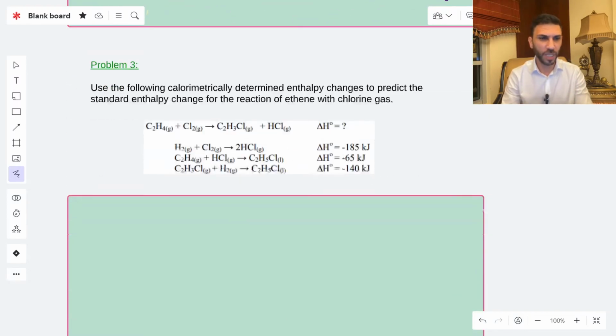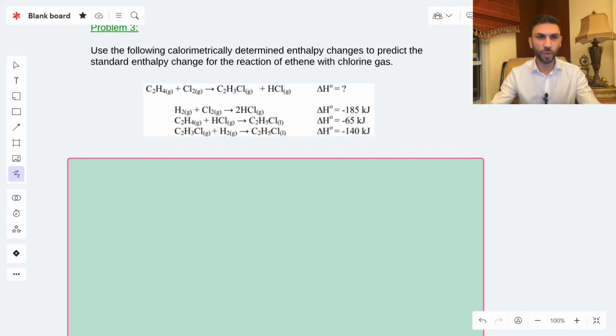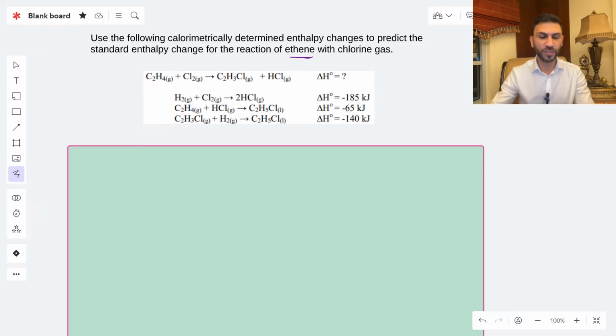All right. Problem number 3: use the following calorimetrically determined enthalpy changes to predict the standard enthalpy change for the reaction of ethene with chlorine gas. And you have this reaction, which is also the desired reaction that we need to calculate delta H for. We have 3 reactions. I'm going to label them A, B, and C.